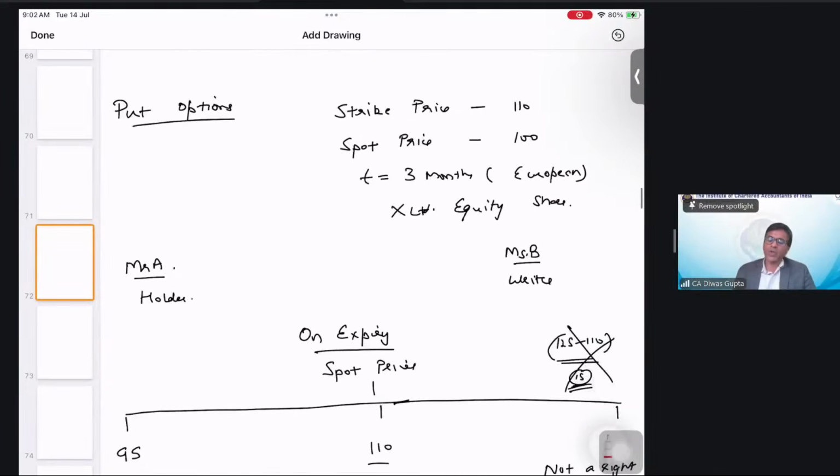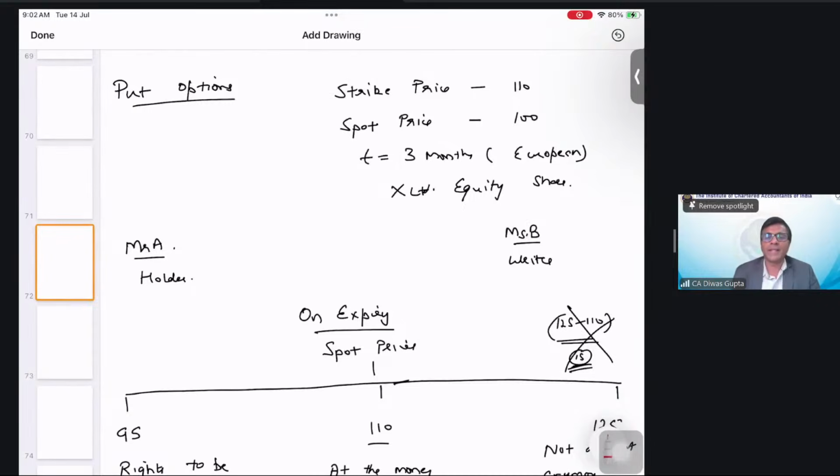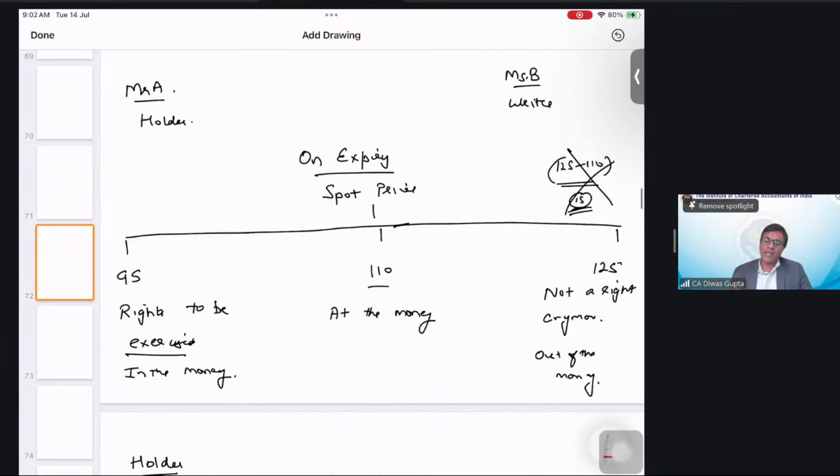Now let's talk about put option, students. A similar example, in case of a put option, the strike price is 110, the spot price is 100, time period is 3 months. Again, we are talking about a European option, and we are talking about underlying as the X Limited equity share. Mr. A and Miss B. Mr. A is the holder and Miss B is the writer. Now, what happens on expiry?